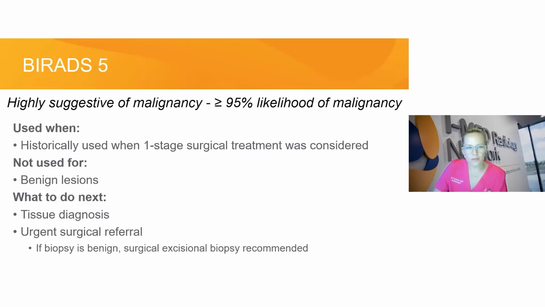So BI-RADS 5 is a bit of a classic descriptor, and that was before we really did a lot of neoadjuvant chemotherapy, to be fair, when this was first written. So historically, it was used when something was so suspicious on imaging that we wouldn't even try to biopsy it. We would say it is so definitively a malignant lesion, the patient should be managed definitively at the first instance, but this happens less now. So we will call BI-RADS 5 a big red flag.